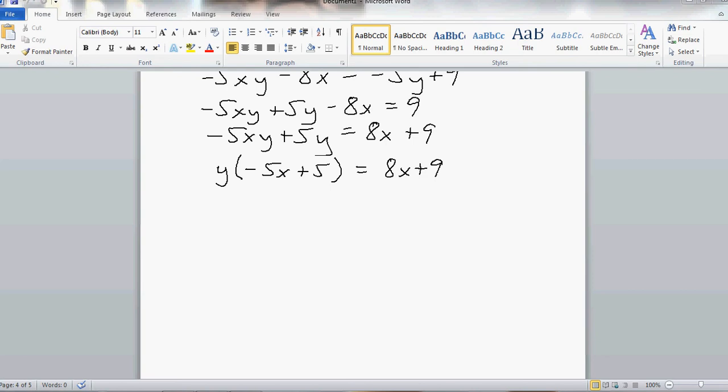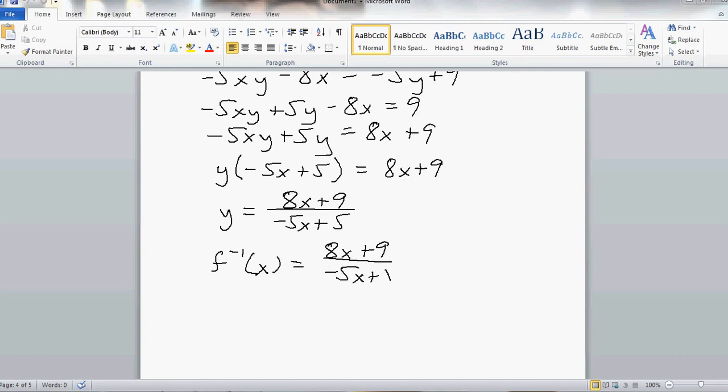And then I can divide by this whole thing. I can divide by negative 5x plus 5 on both sides, and I will get 8x plus 9 over negative 5x plus 5. And so I've solved for y, so the inverse function hopefully is 8x plus 9 over negative 5x plus 5. And if you look at this, I think you would find it real difficult to say, oh yeah, that obviously is the inverse of the original function. But realize, sometimes things just are not all that obvious.